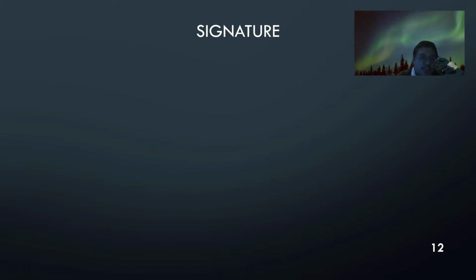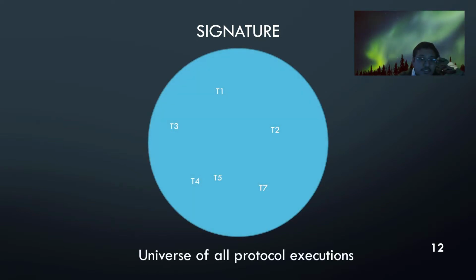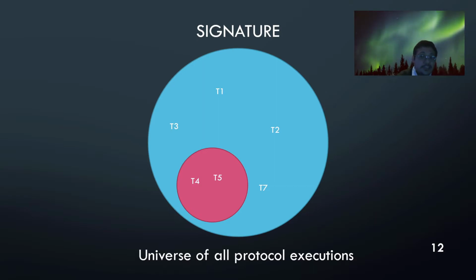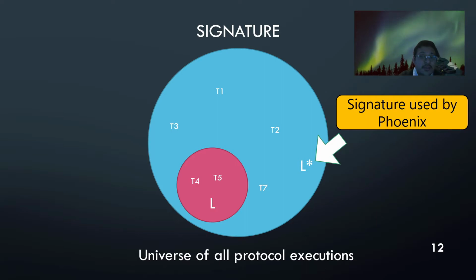But now you may be wondering, what are these signatures that I keep talking about? Well, for instance, let's imagine we have a universe of all protocol executions represented with this big blue circle. And there's a smaller red circle, which we'll call attack alpha, where the attack occurred, in this case, at T4 and T5. If we call this red circle L, we can think of the rest of the blue circle as L star. And this is actually the signature that we want to use in Phoenix, by helping it separate the blue and the red. Whenever we move into the red, we need to raise a warning that attack alpha, or undesired behavior alpha, has occurred.